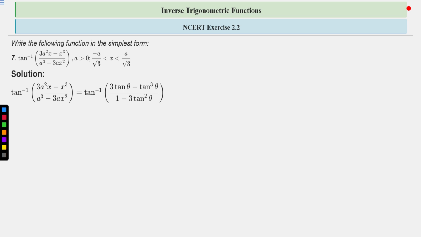It will become 3 tan theta minus tan cube theta upon 1 minus 3 tan square theta, isn't it? Now we know that 3 tan theta minus tan cube theta upon 1 minus 3 tan square theta is basically tan 3 theta. Therefore, we can write it as tan inverse tan 3 theta, which will become 3 theta. We had taken theta as tan inverse x by a. Therefore, we can write 3 theta as 3 tan inverse x by a, and x by a belongs to minus 1 by root 3 to 1 by root 3. Clear? So the correct answer will be 3 tan inverse x by a.